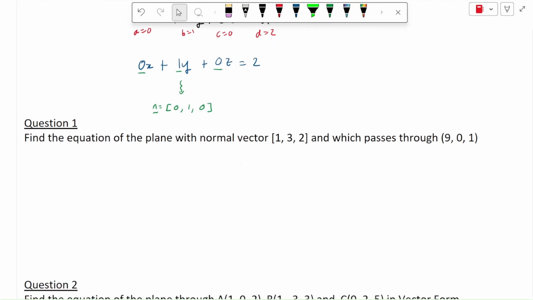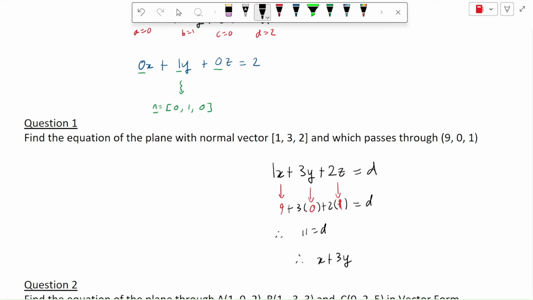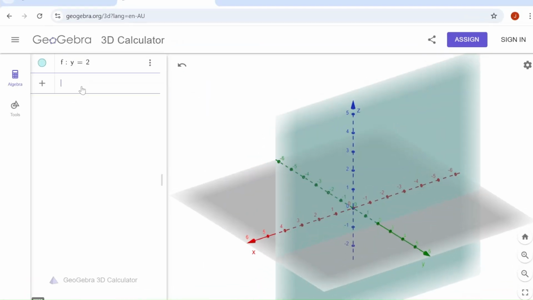So for example, here's a different plane. Find the equation which has that normal vector and passes through that point over there. So we start off by saying the equation is 1x + 3y + 2z = d, some constant d that we don't know yet. And then we can plug in the point. So x was 9, y was 0, z was 1. So you're going to get 9 + 3 lots of 0 + 2 lots of 1 is d. So therefore 11 is d. Therefore x + 3y + 2z = 11 is an equation of the plane. So we'll just pop that in.